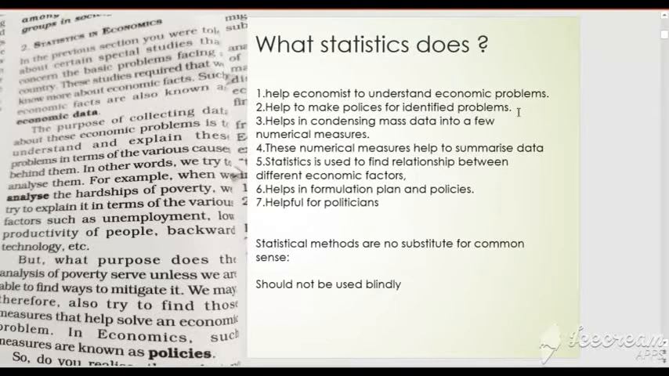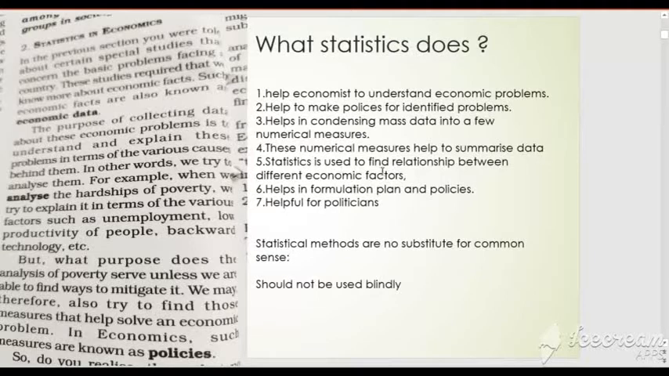All the policies which are made by the government are made on the basis of the collected data. Like if the government want to eliminate poverty, unemployment, then the government must have the number of the people who are unemployed and who are uneducated, so that the policies can be made by the government according to the collected data. So the statistics help policies for identified problem, help in condensing mass data in a few numerical measure. Next importance, these numerical measure help to summarize data.